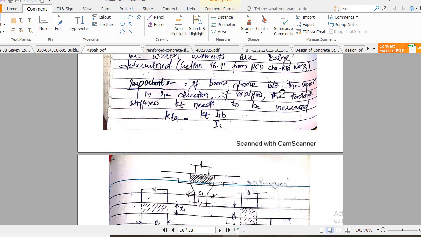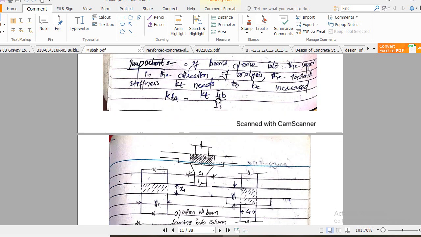A beam frame into the support, in the direction of analysis the torsional stiffness KT needs to be increased. KTA, this is very important. I will show you this. Okay, KTA equals KT multiplied by the factored ISB, the moment of inertia of the slab beam, divided by the moment of inertia of the slab.